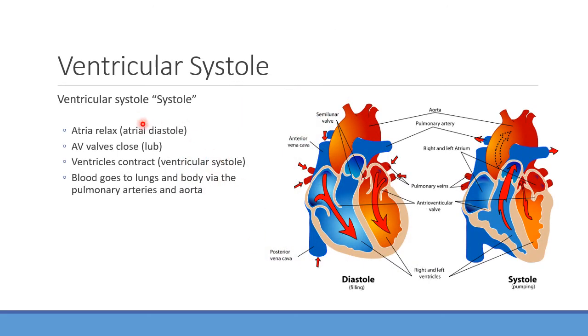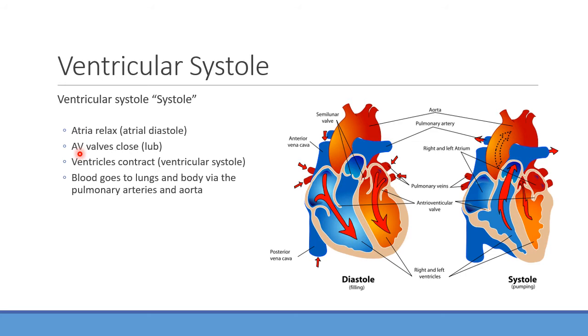Okay, so again, when we say ventricular systole, kind of broadly, you can refer to this as just systole in general. What's happening here is we're going to have the atria relaxing, right? So this would be atrial diastole occurring during ventricular systole. And this is where we're going to have the AV valves closing. This is the lub sound. This is also known as S1, right?